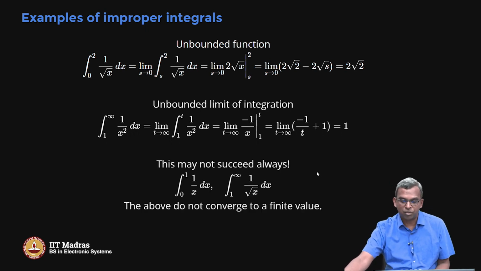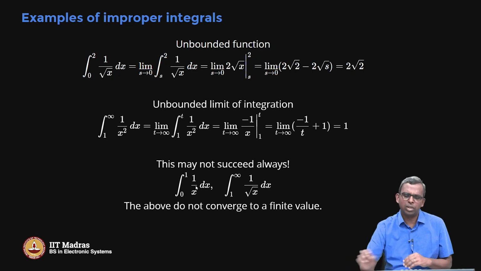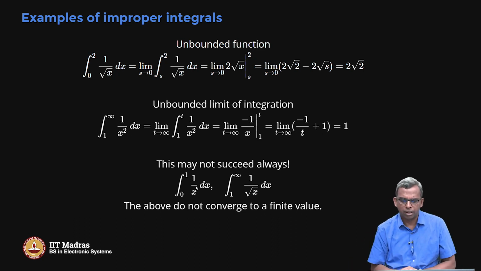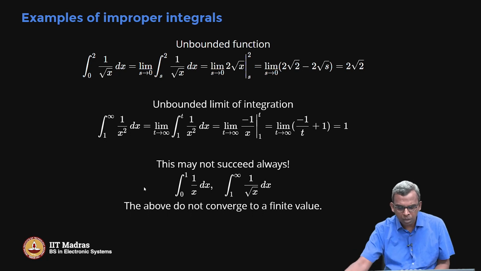Here are a couple of examples where it doesn't work. If you do integral 0 to 1 of 1 by x, it won't work. We don't know yet what the antiderivative of 1 by x is. It turns out it's log x, and if you substitute 0 in log x, it goes to minus infinity. So it doesn't work. We'll see logarithms a little later in this set of lectures, but it turns out even the improper definition doesn't work here.